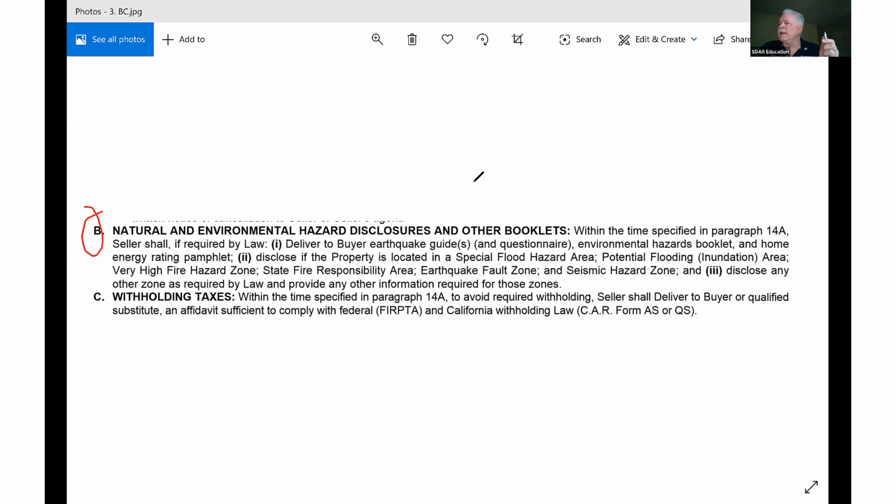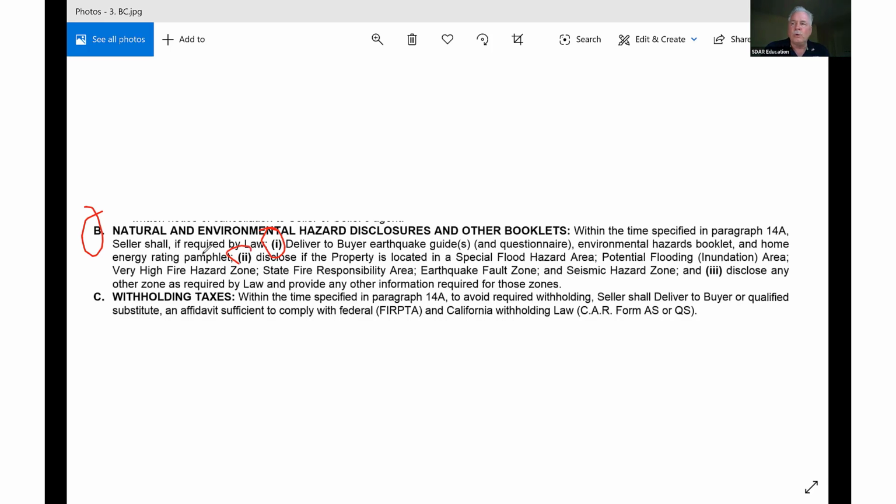So let's take a look at my natural environmental hazards. Remember I said 1103.7? So within the time specified in 14A, seller's requirement, within 7 days or other, if you filled in a different time, seller shall, if required by law, and they are, deliver to the buyer the earthquake guide and questionnaire, environmental hazards booklet, and home energy rating pamphlet. Now you have those available in zip forms, but I'm going to show you in a second why you might not want to do that. So it has all that stuff.